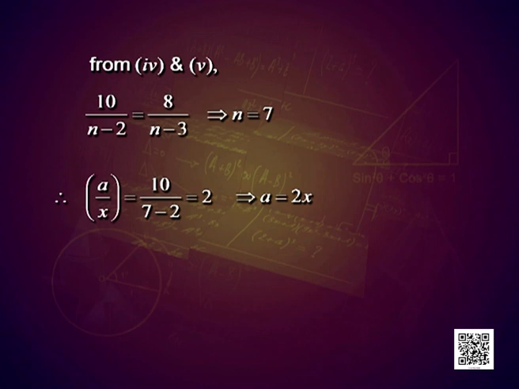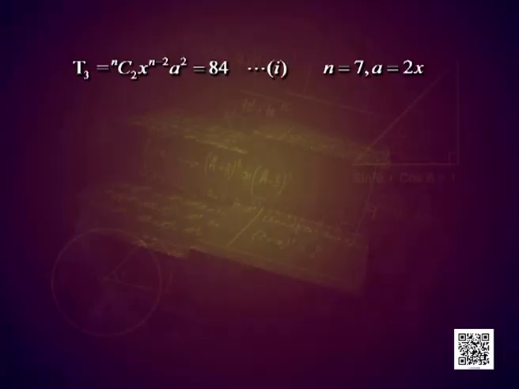Once I know that n is 7, I get a condition between a and x. So, a is 2 times x. So, I have the value of n, I have a condition which relates a with x, but I have to find both x and a as well. So, what can one do? Go back and see what the condition to start with was. We were given that the third term is 84.